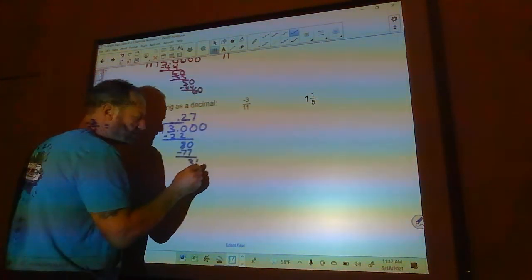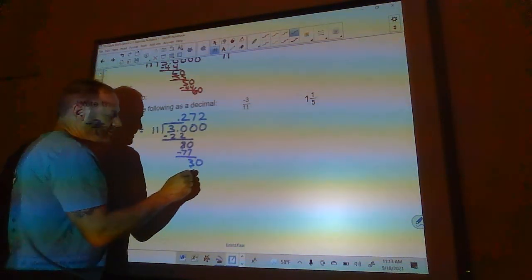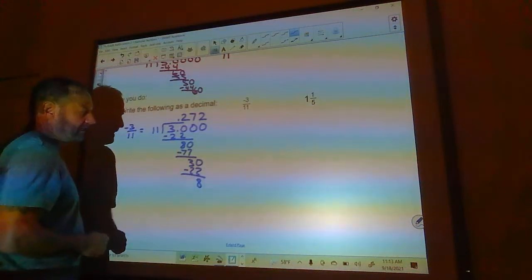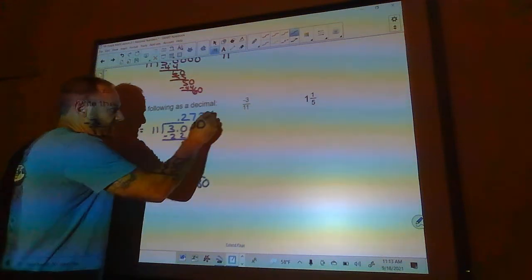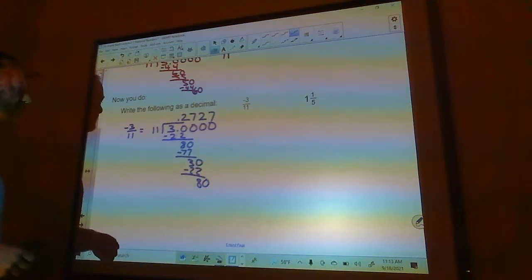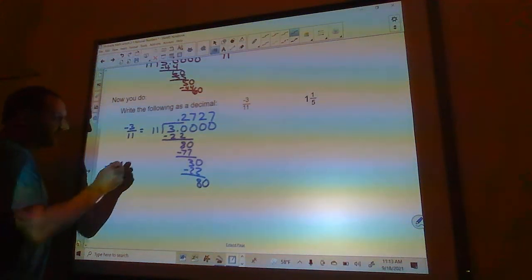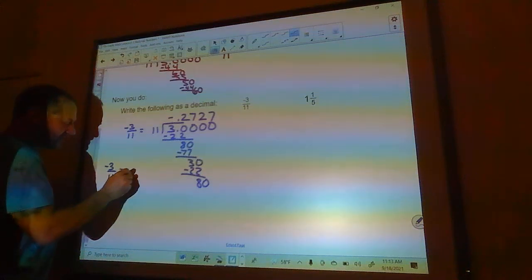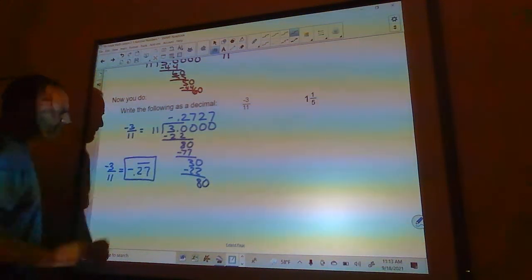If I drop another 0, that's 30. So it's going to go in there 2 times. So that's 22. That's 8. Okay, drop another 0 down. That's going to go in there 7 times. So I can see that that's going to repeat. So -3/11ths, and I got to put a negative on the front of that because this is going to be a negative. That's just -0.27 with a bar over it, just like that.